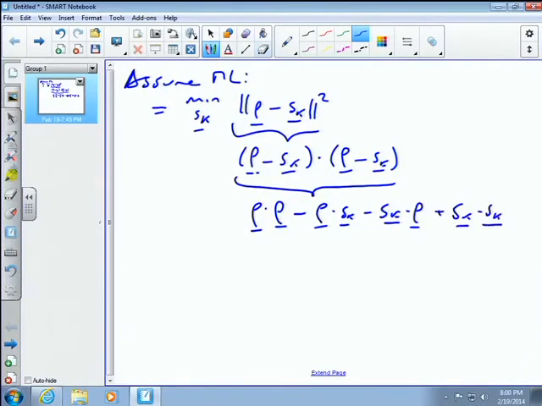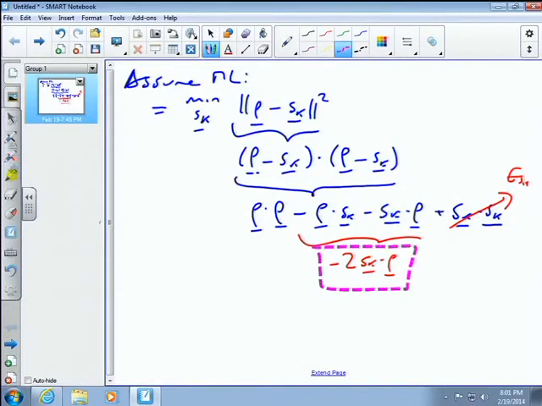What are some interesting things about this? Energy of sk, right? How about this guy? This is some sort of correlation. In fact, what are these two guys? This is going to be 2 sk dot rho. This is essentially a correlator.